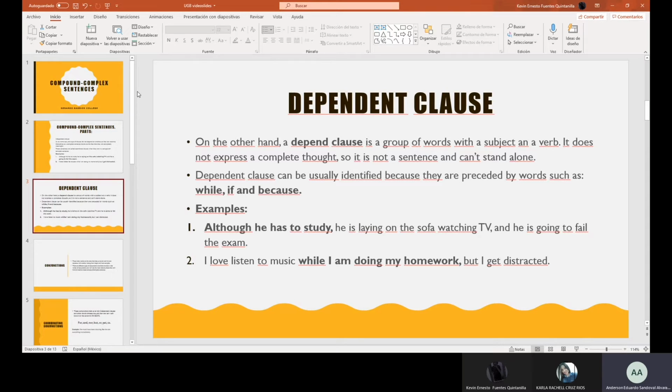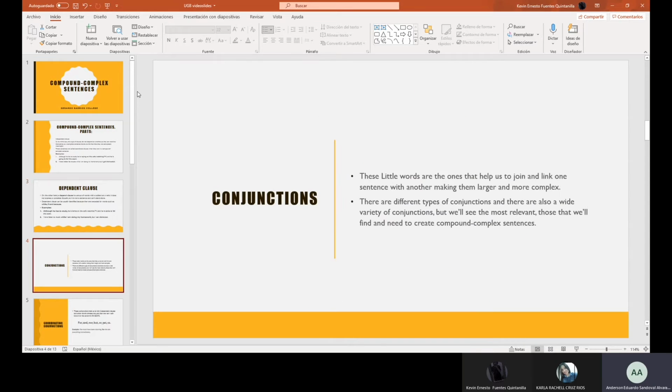But why have we identified those as the dependent clauses? Because they have a preceding word before them, which are, like we can see in the first example, although, and the second one is while, like the description says. Now we are going to pass to the next slide.